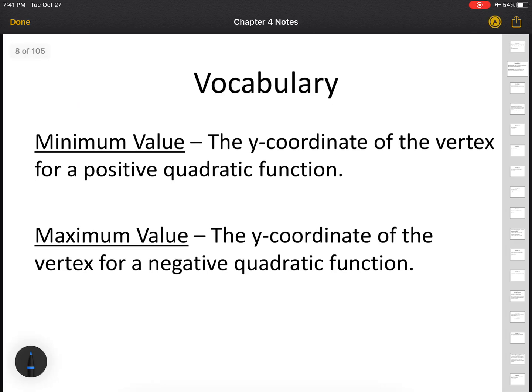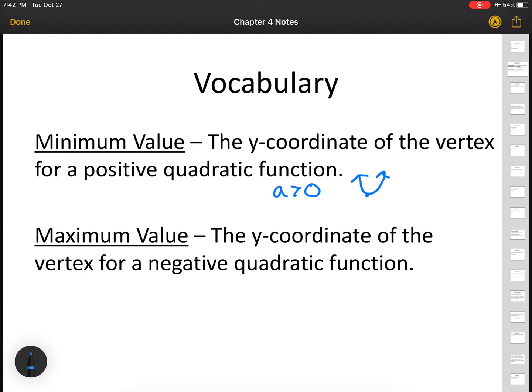So a little bit more vocab here. We have that a minimum is the y-coordinate of the vertex for a positive quadratic function. So minimums, if your a is greater than 0, then it's going to look like a U-shaped parabola. So those are the minimums. Think of being on a roller coaster and you're going down, you're at the lowest point and then going back up. That's your minimum point.